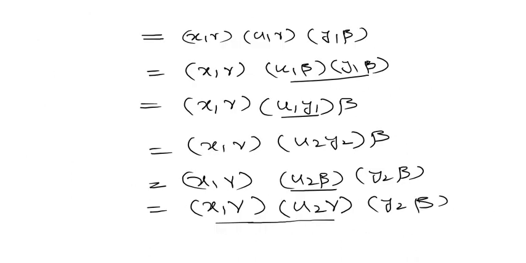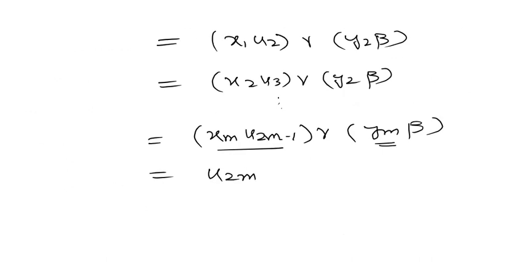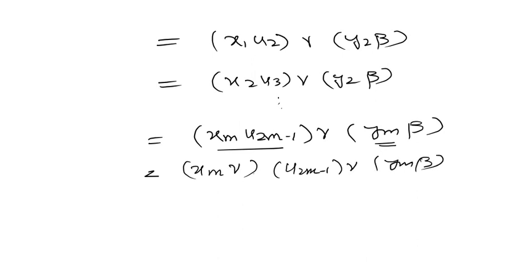Okay, so this is not u to m. This is equal to, first we apply this one, xm gamma, then u to m minus 1 gamma, then ym beta. Now u to m minus 1 gamma is the same as what? It is the same as u to m minus 1 beta, because beta and gamma are equal on u. This is your ym beta.